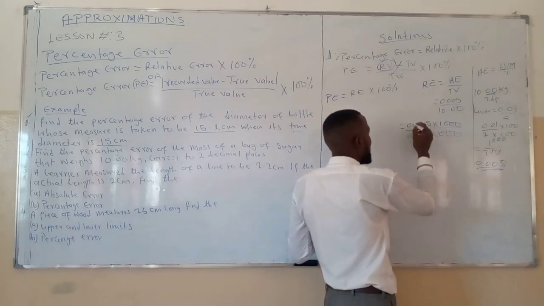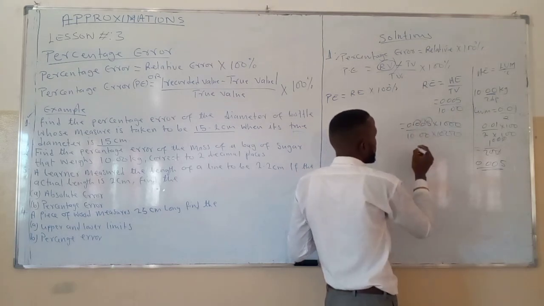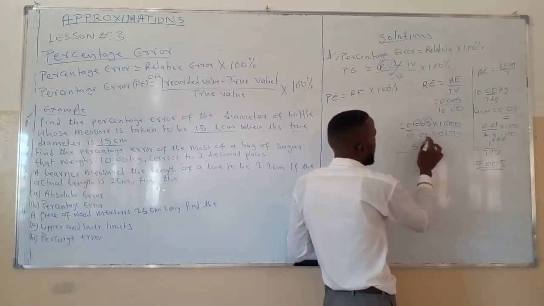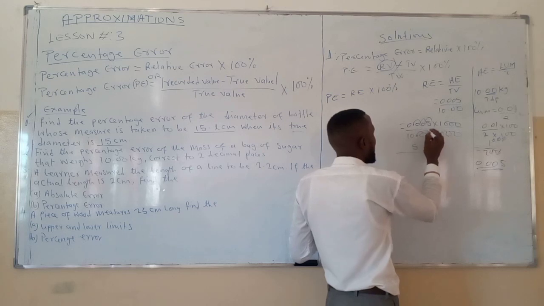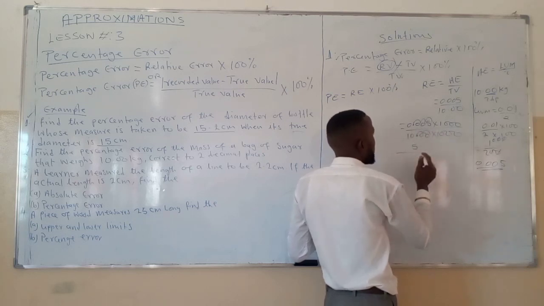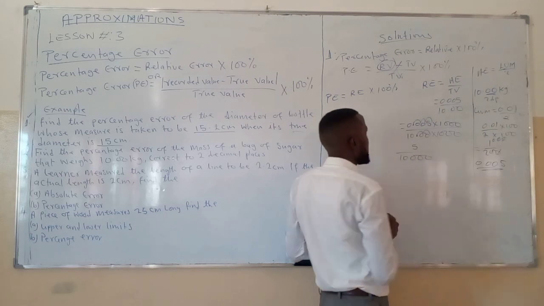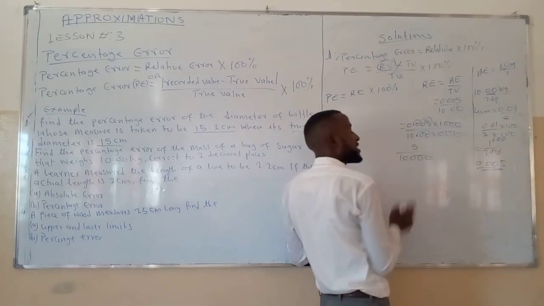We move the decimal place. 1, 2, 3. So we have 5. Divide 0, 0, 0, of course, but we just leave it like this. Then again, we move this decimal place. 1, 2, 3. Okay, because there are 3 zeros. So it will be 10, 1, 2, 3. 10,000. Now we divide this into that.